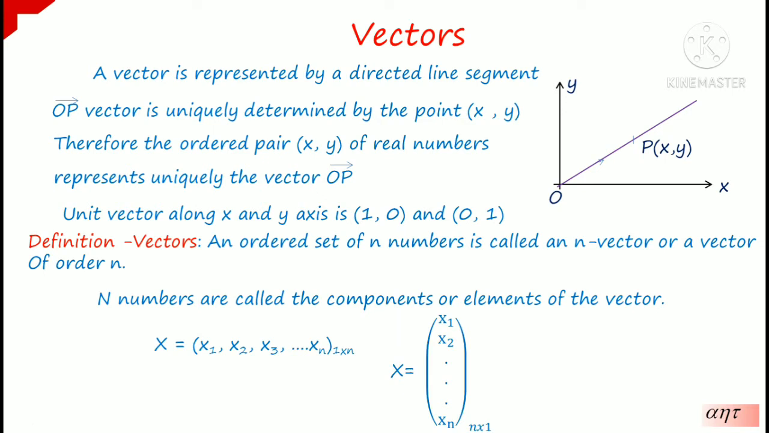Now consider another example. X is equal to x1, x2, up to xn, arranged vertically. Here we have n rows and 1 column, therefore it is an n by 1 vector. The first example is called the row vector and this other example is called the column vector. If all the elements are 0, then it is called the zero vector.